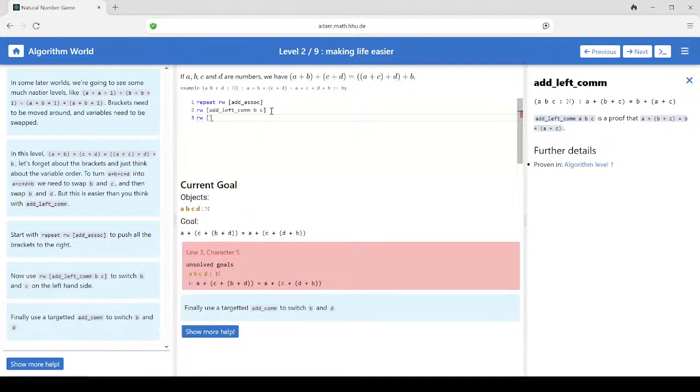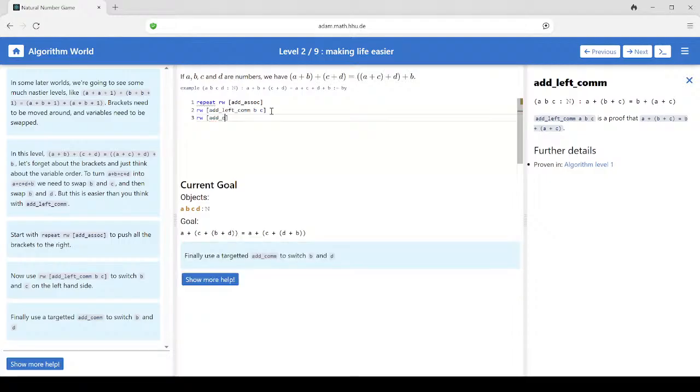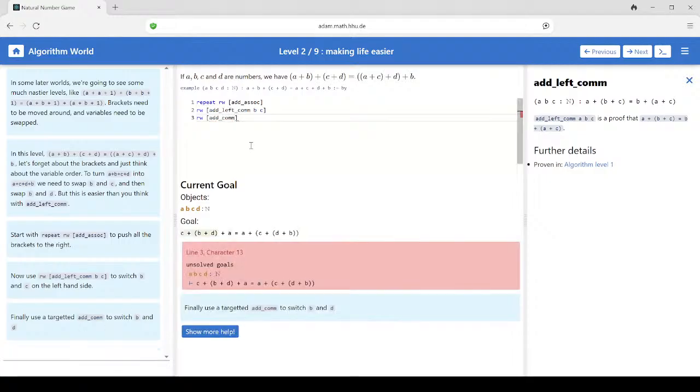Rewrite, add commutative, which is what it says to do. Like, come on, I could have figured that out. Why are you... I don't know.